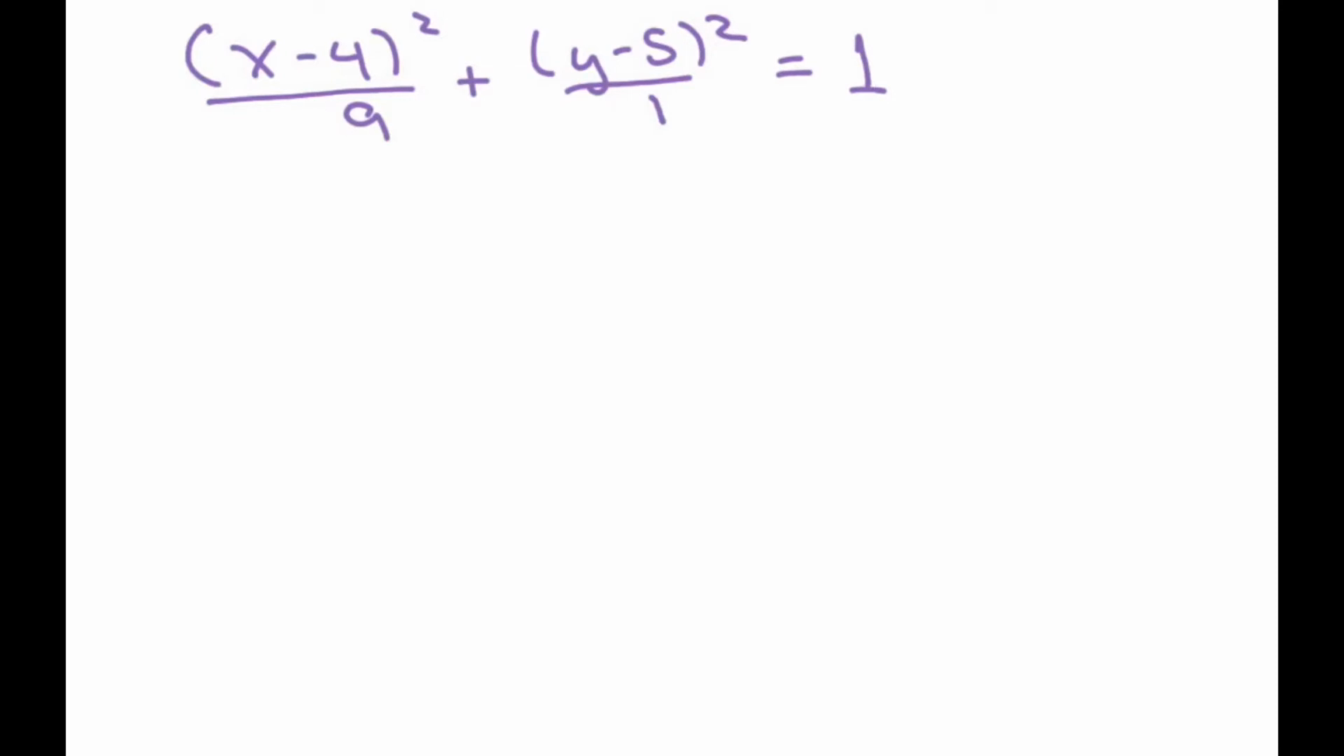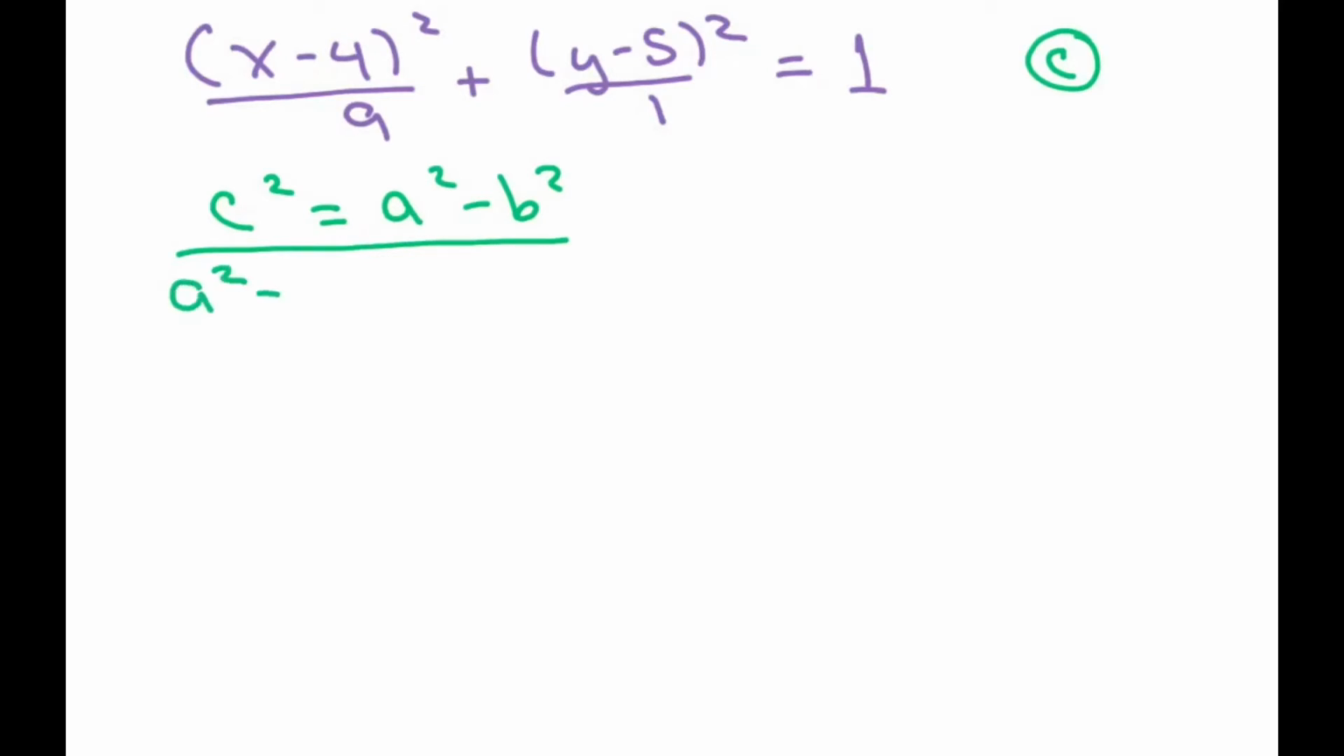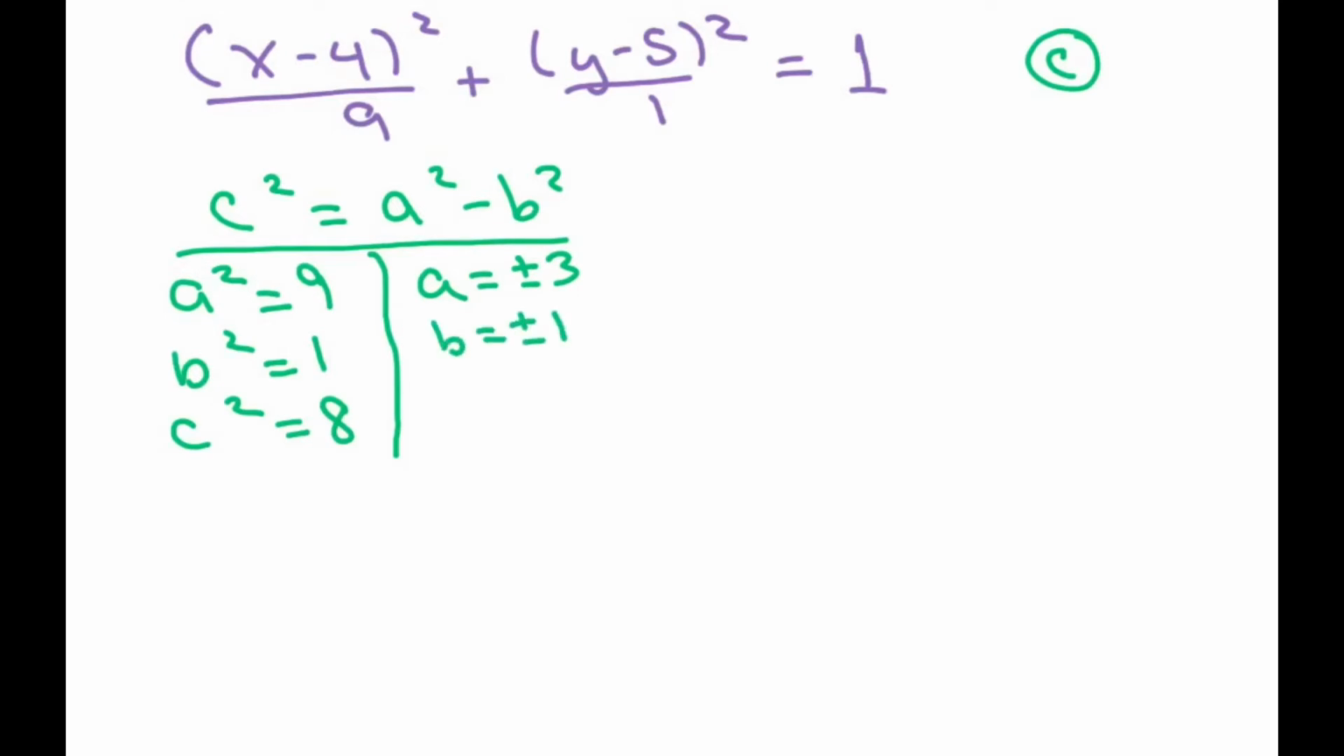Now let's get some information from this. We want to find our foci, which is the c part. So we want to find c. So c squared, on the ellipse, is a squared minus b squared. So what I do is I write down my a squared, which is always your bigger number. It's 9. Always has to be bigger because you're subtracting. Your b squared is 1. Therefore, your c squared, if you take 9 minus 1, that's 8. Therefore, your a equals plus or minus 3. Your b equals plus or minus 1. And your c equals plus or minus square root of 8.